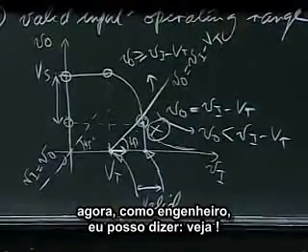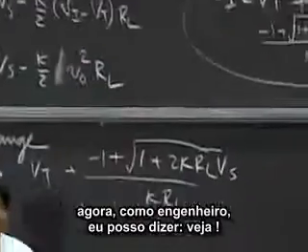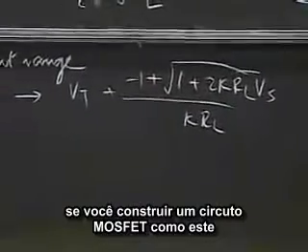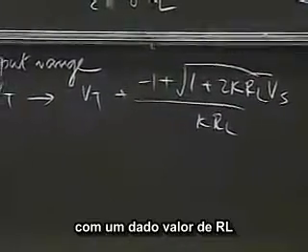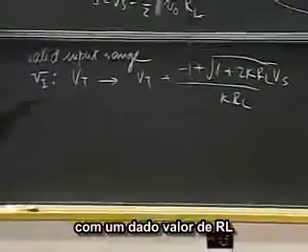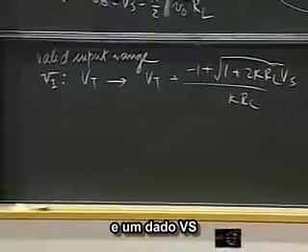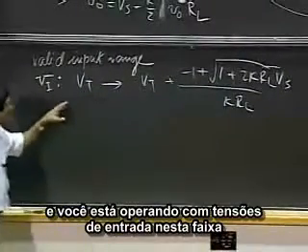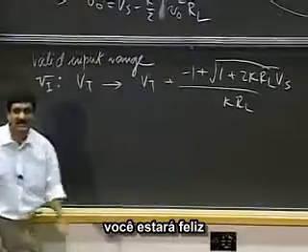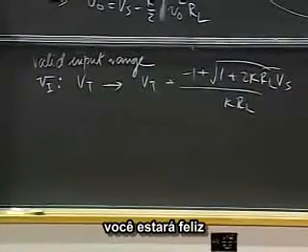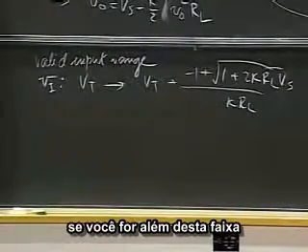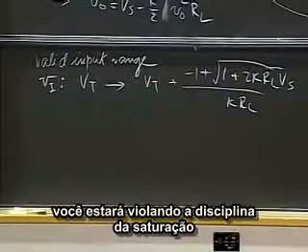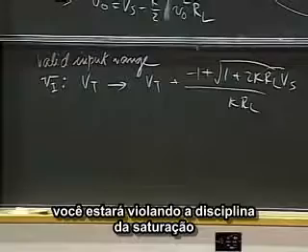Now as an engineer, I can say that if you build a MOSFET circuit like so, with a given value of RL, a given MOSFET, and a given VS, then if you limit yourself to operating with input voltages in this range, thou shalt be happy. If you go beyond that range, then you will be violating the saturation discipline.